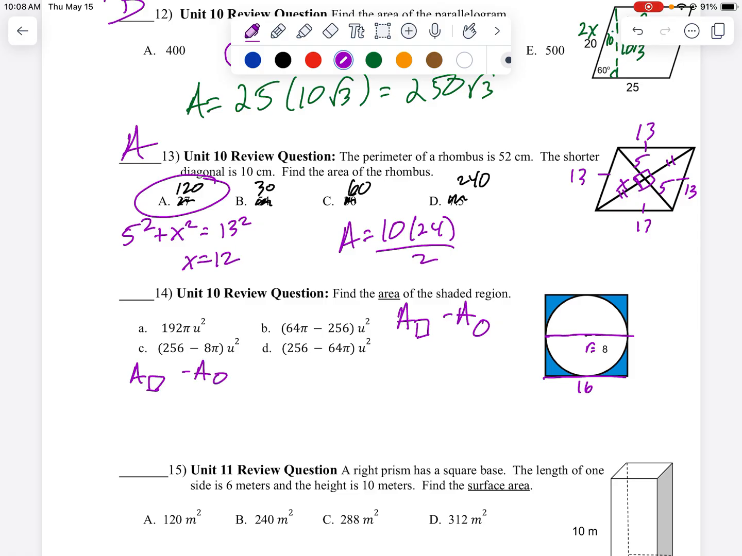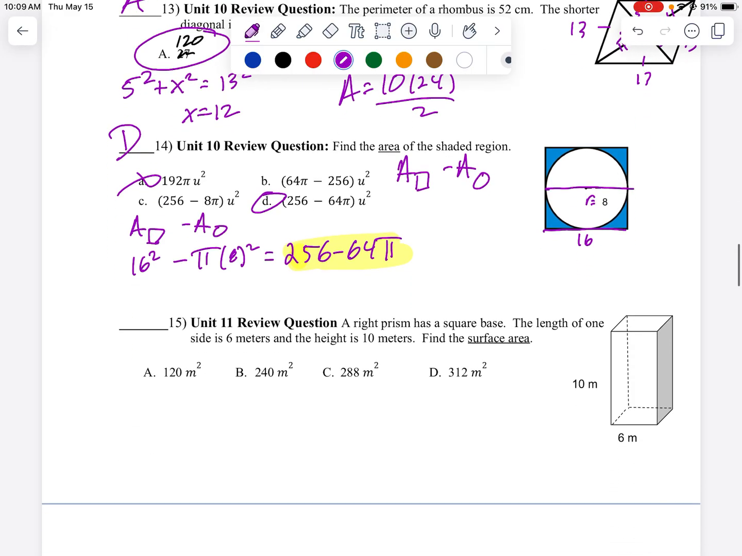So the area of the square minus area of the circle, area of the square is 16 squared minus pi 8 squared, which is 256 minus 64 pi. Now remember, I can't subtract those things. I cannot subtract. They're not like terms. I have to leave my answer like that. So the answer has to be D. Okay, don't make that mistake. This response here is to trip you up. All right, the answer is choice D.